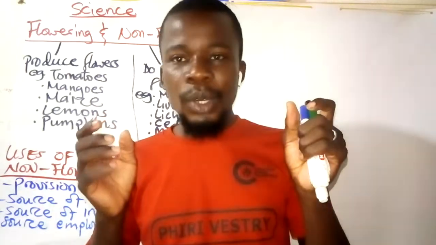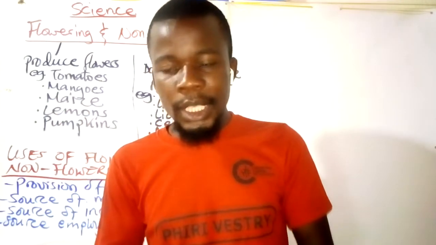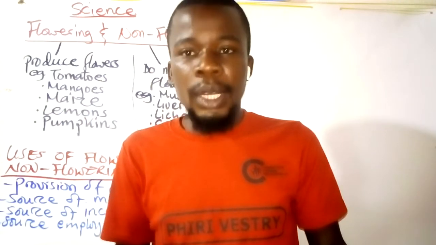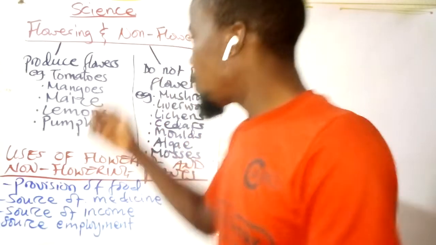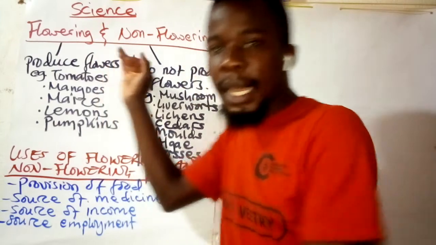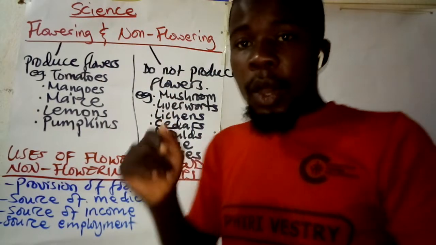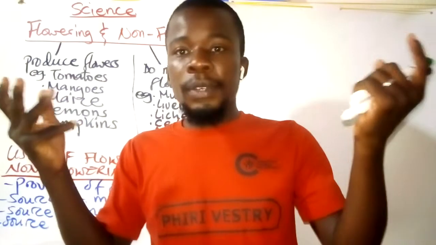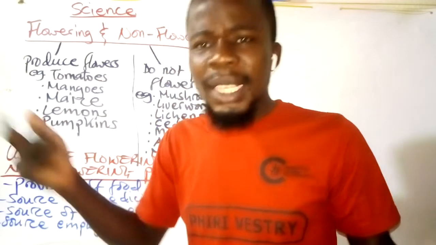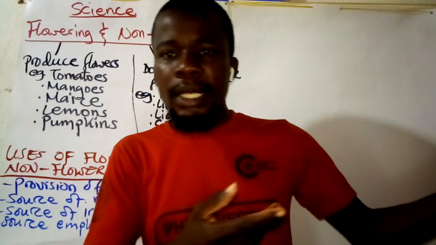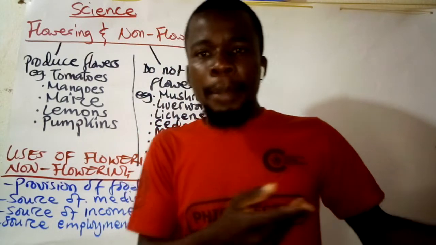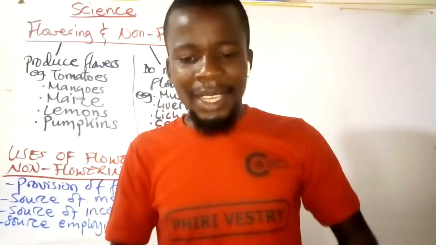Then you looked at the structure of a flower. All right? The structure of a flower, because in this case we are discussing the flowering plants and the non-flowering plants. So we are talking of a flower. What is a flower? Because we're saying some plants produce flowers while others do not produce flowers. So how does a flower look like?